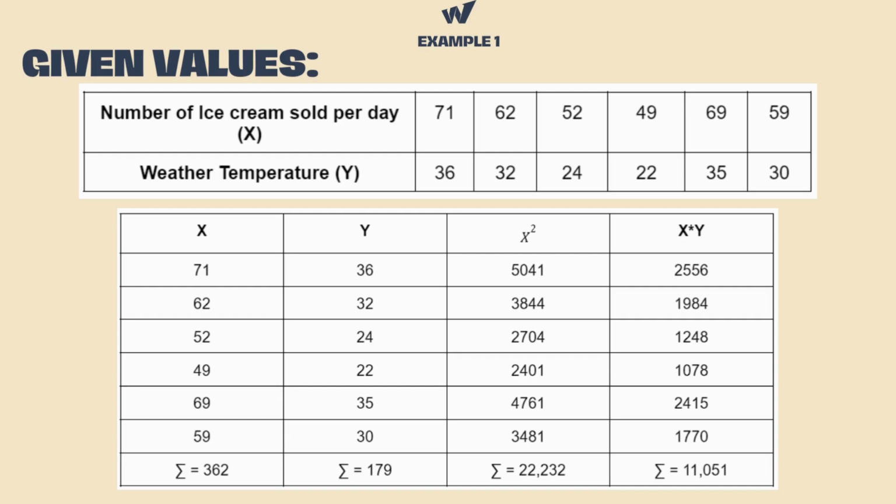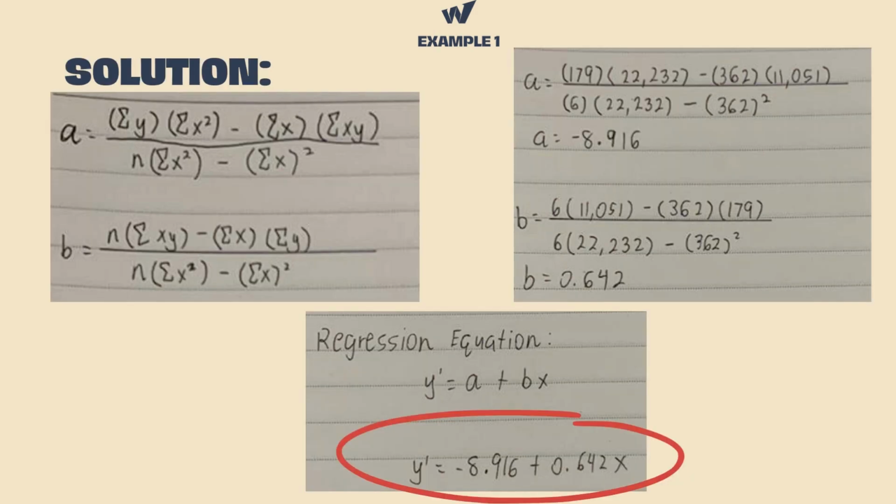So for this specific topic, we need to get the summation of X, the summation of Y, the summation of X squared, and the summation of X times Y. So for our solution, we need to get A and B. So here you can see the solution for A, which is summation of Y times summation of x squared minus summation of x times summation of xy all over n times summation of x squared minus summation of x squared.